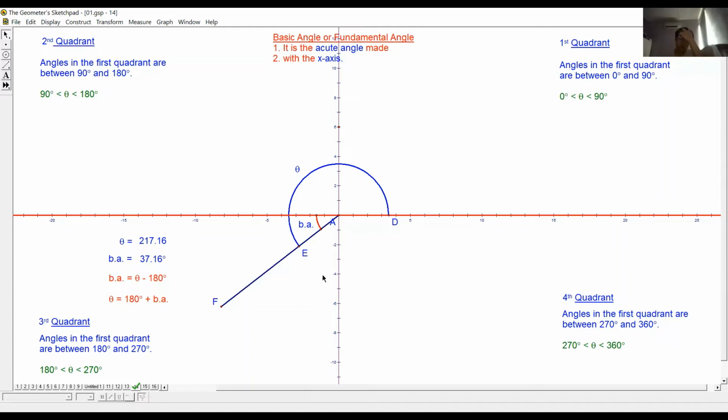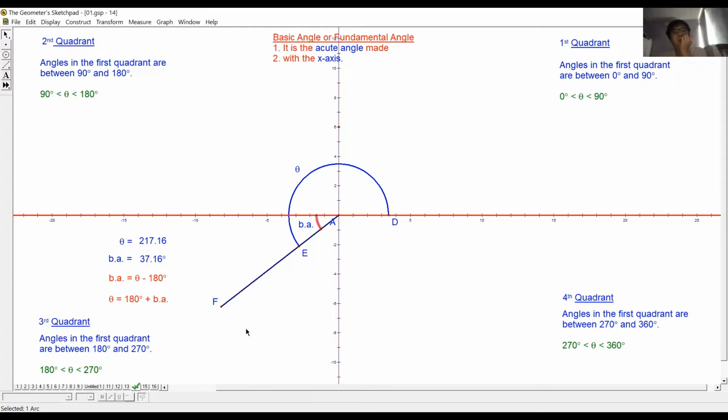But from the calculator, they will only give you the basic angle. Where is the basic angle? The basic angle is the acute angle with the horizontal x-axis. So this is the basic angle, and this angle is the one given to us by the calculator, because the calculator cannot guess which quadrant we want, so it just gives you the basic angle only.